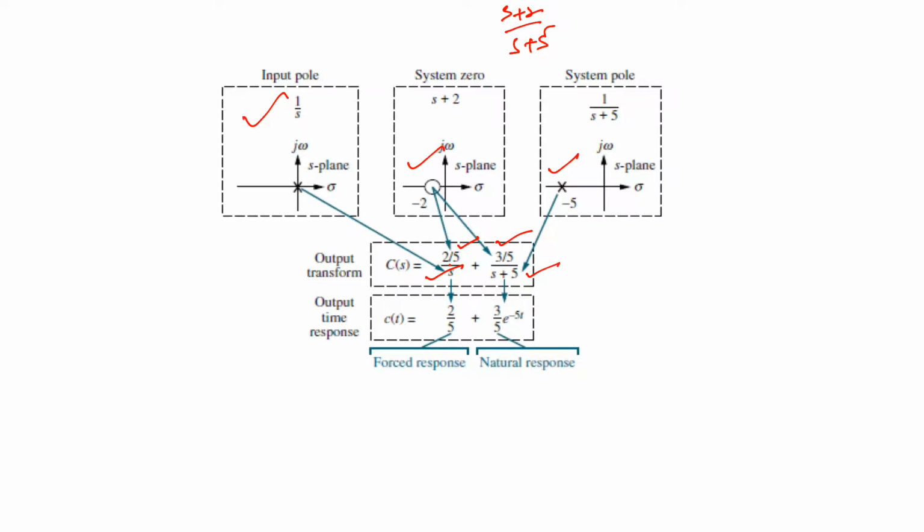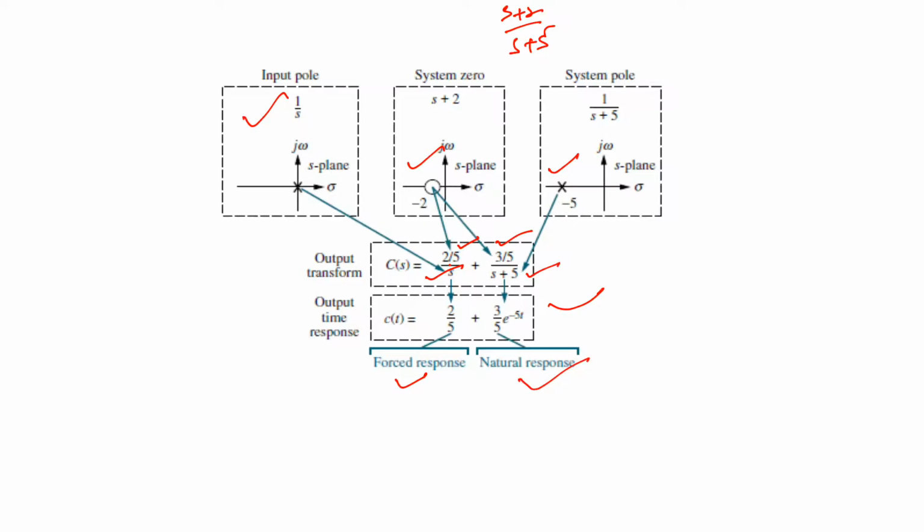After this transform, we calculate the inverse Laplace transform, and the final result that we get is 2 divided by 5 plus 3 by 5 e to the minus 5t. So some observations can be made out of that. We get two responses. This is the forced response and the second one is the natural response that we have already discussed.